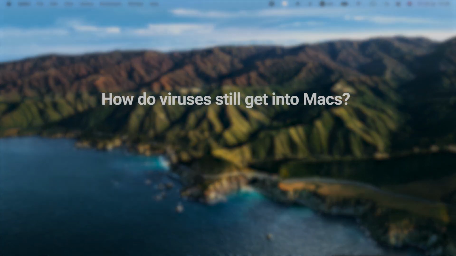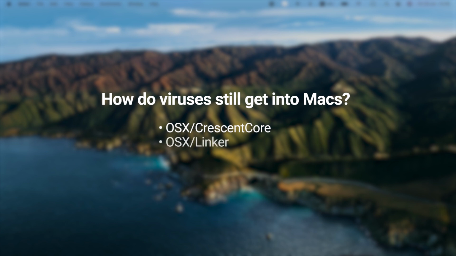But how do viruses still get into Macs? As the Apple security features have improved, so has malware. New types are discovered every year. In June 2019, OSX Crescent Core was discovered posing as an Adobe Flash Player installer disk image. It was signed with a developer certificate, so it infected machines for a couple of days before Apple caught it. A month earlier, malware known as OSX Linker took advantage of a zero-day flaw in Gatekeeper. Since Apple didn't patch the security flaw right when it was first reported, the culprit easily sneaked in.